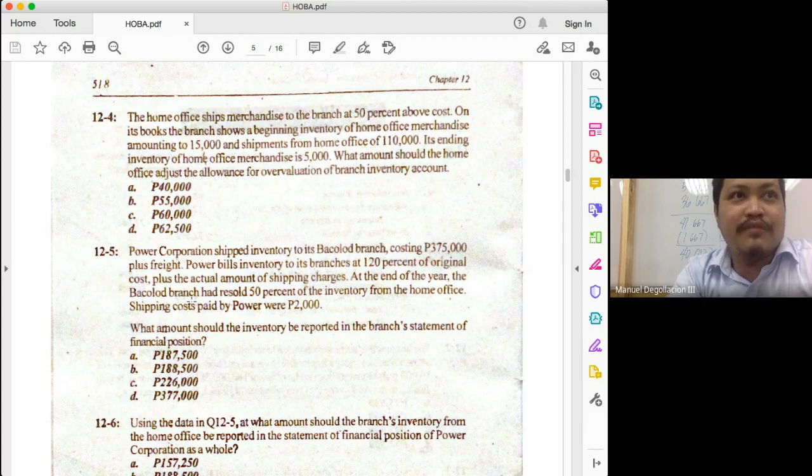Okay, so that's why if there is cost of goods sold for goods coming from the home office, it would be considered an adjustment to your unearned revenue account or to your allowance account. Again, the adjustment to your allowance account will come from the goods that are sold to outside parties. So that is why the adjustment would simply be the markup on your cost of goods sold. A very important thing to remember.